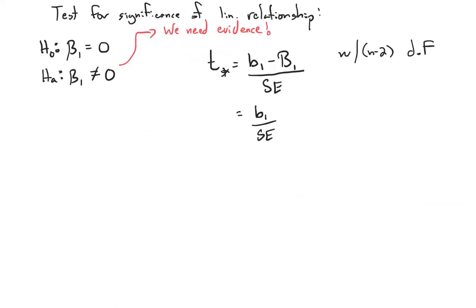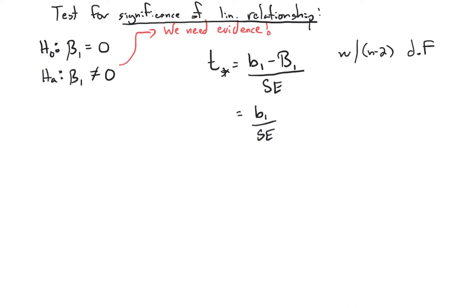So a hypothesis test for the significance of a linear relationship between our two variables. Well, remember, we want evidence to say there is some sort of significance, so that means that the slope actually isn't 0, so that's going to be our alternative hypothesis. And our null hypothesis is going to be that there is no relationship. So we want evidence that there indeed is a relationship.